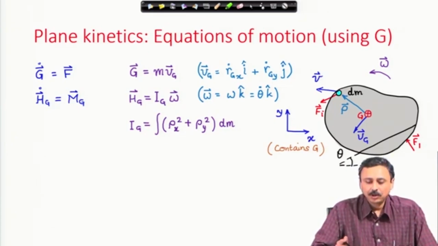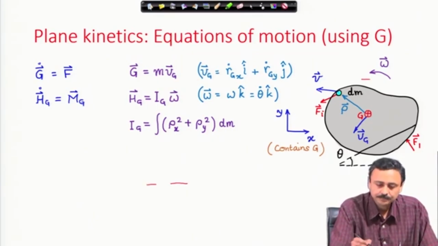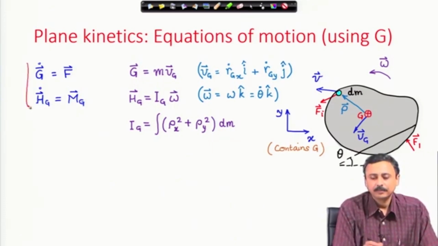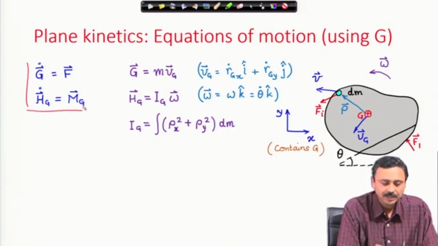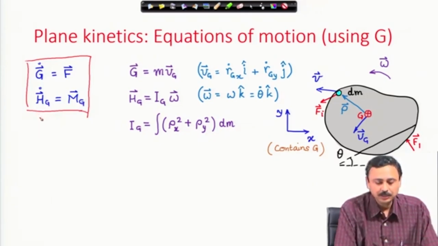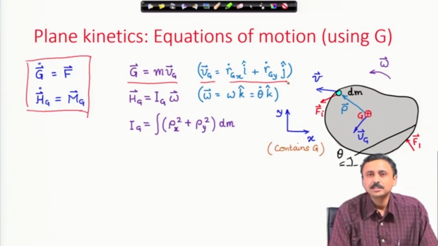Here I have collected all these relations. Note that in our equation of motion using the center of mass, we have these two simplified equations. The rate of change of linear momentum of center of mass is net force on the rigid body, and rate of change of angular momentum about g is equal to the net moment of all forces about g. Linear momentum is defined like this, where velocity of the center of mass is defined like this.